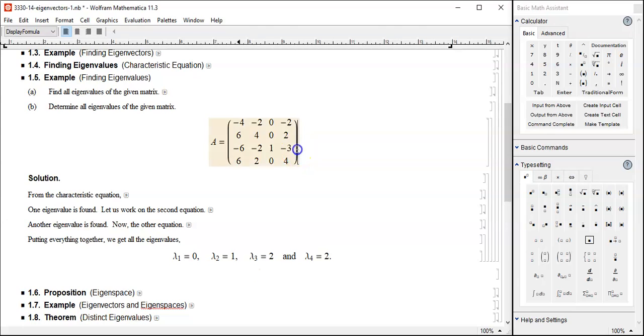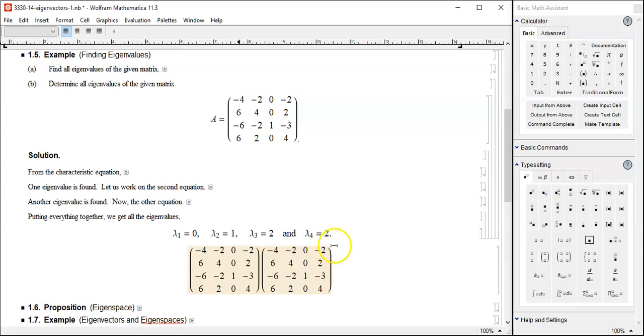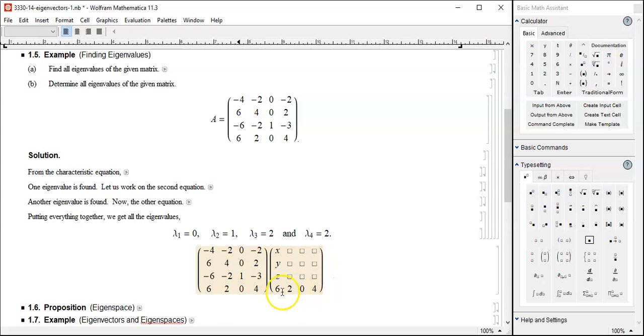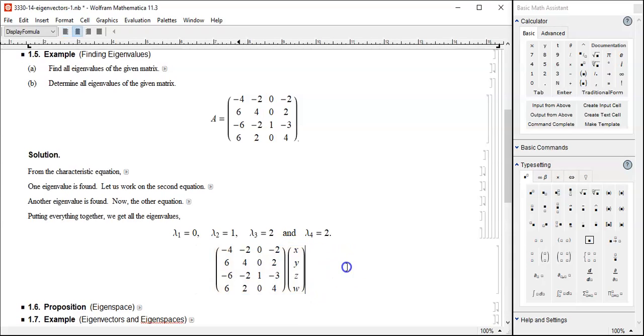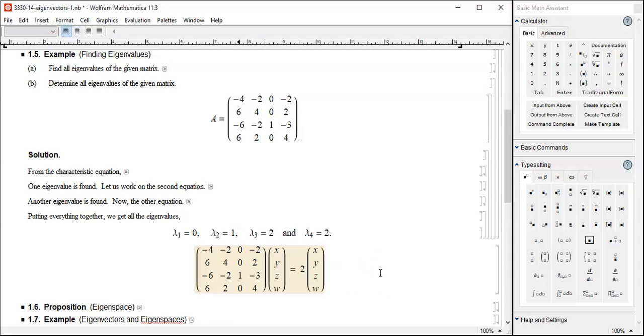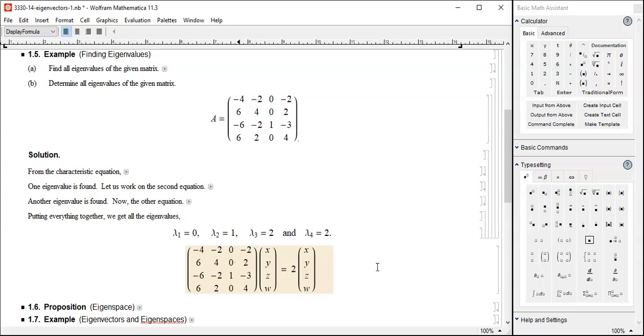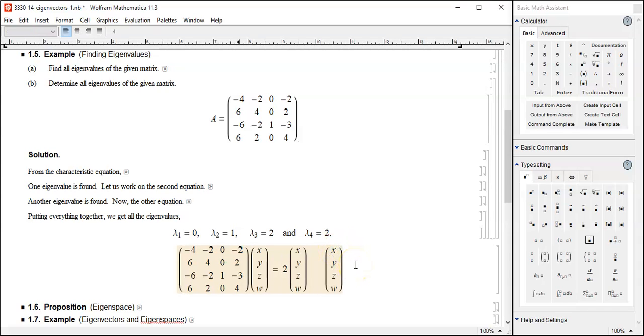So this matrix times the second column vector is equal to twice of this column vector. So let's work this one out based upon these two. Okay, all right. So what do we have here?